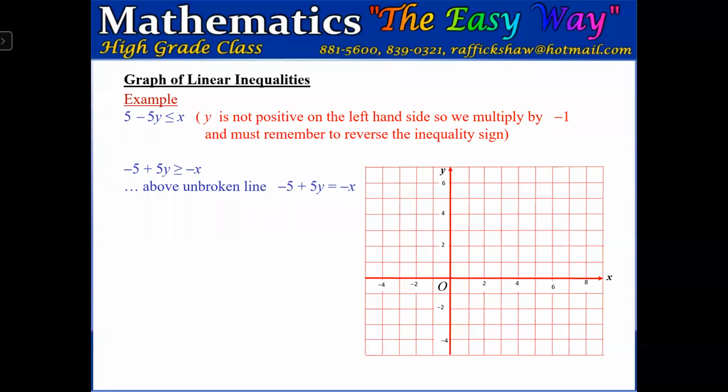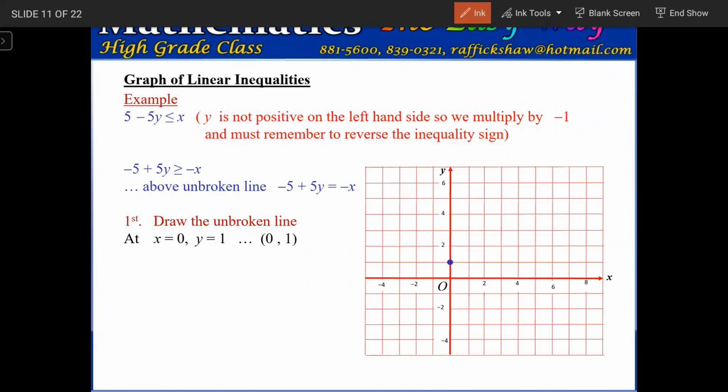So we're going to draw the line. I'm going to use 2 points. I'm going to draw it unbroken. For one, I give it an x value of 0. Let me work it out up here and show you now. So we have the line. This line we're drawing, let me show it up here.